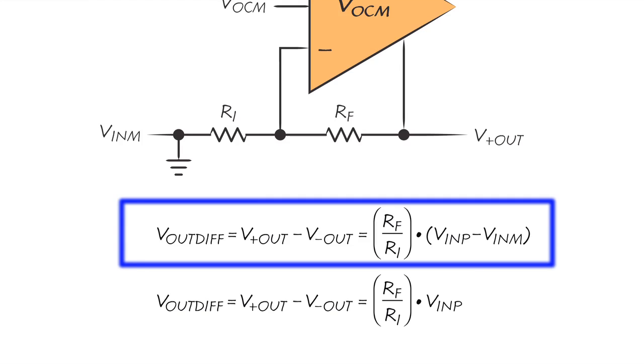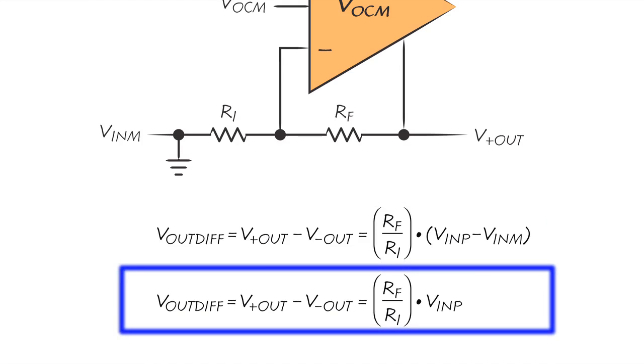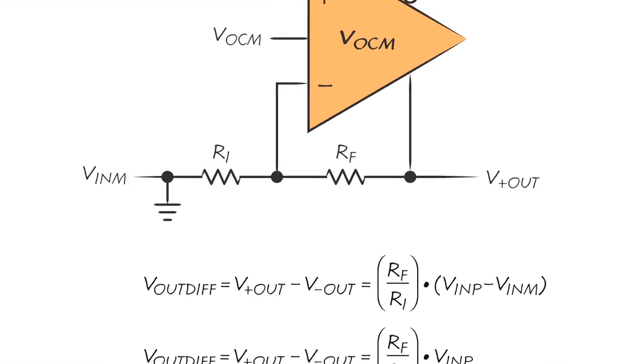We often use the circuit as follows. We ground one of the inputs and apply our regular single-ended signal to the other input. Then we see that the op-amp creates a differential voltage at the output proportional to the single-ended input voltage. That is a single-ended to differential conversion.